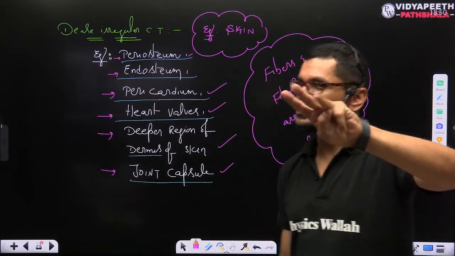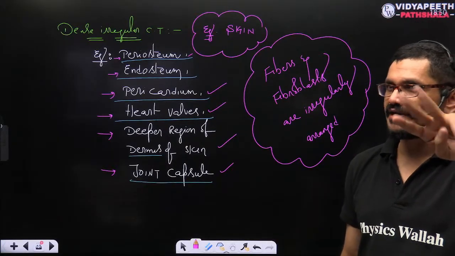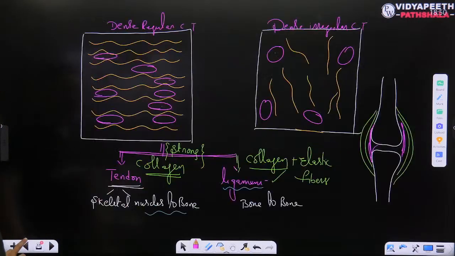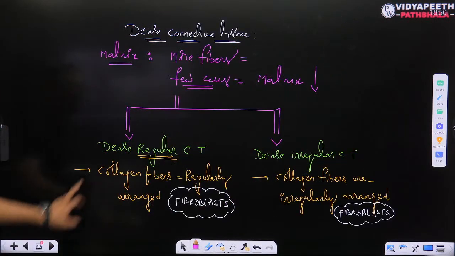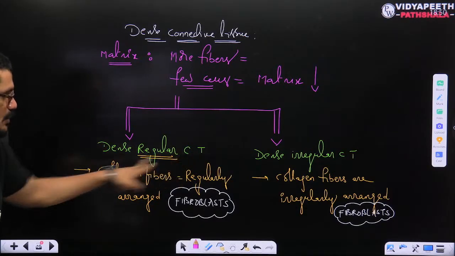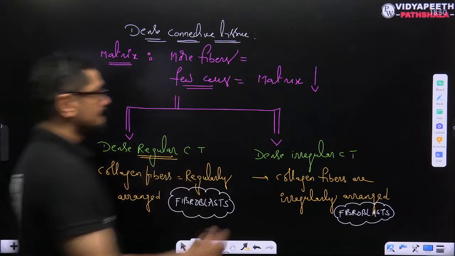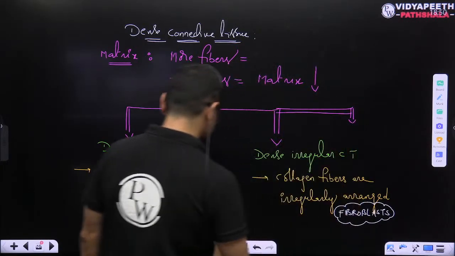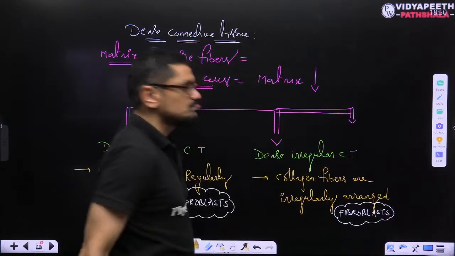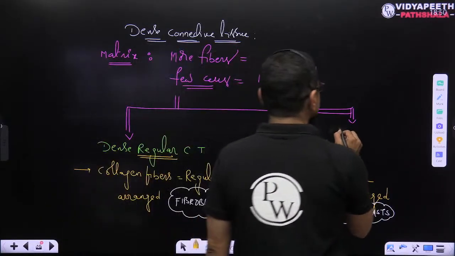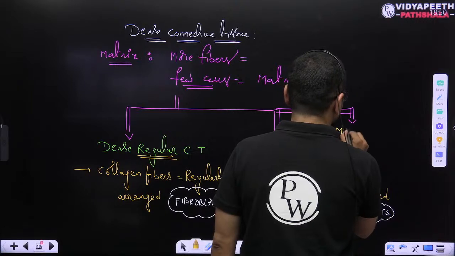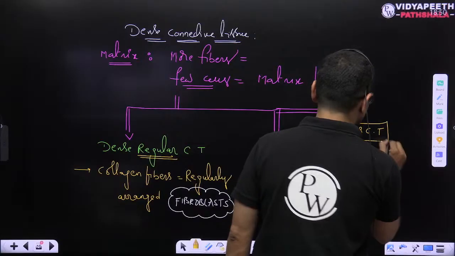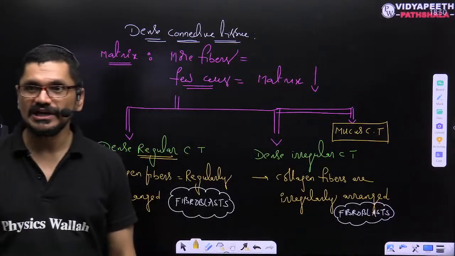Now I am going to introduce you to another tissue which comes under this dense connective tissue. See the previous slide. Dense connective tissue is of two types, dense regular and dense irregular. I am going to add one more type here, which is very important. Specialized connective tissue, mucous connective tissue. I will explain that special.